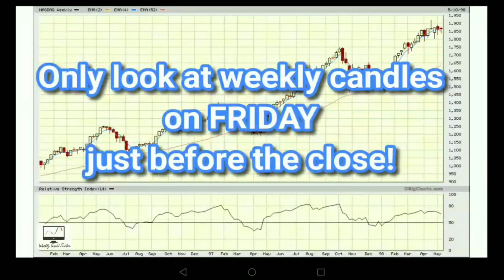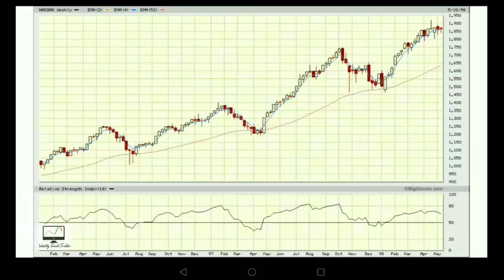So for this particular strategy, we only look at the weekly candle on a Friday at the close, just before the market is finished trading. Any trades that are to be placed, obviously the candle hasn't finished forming yet until Friday. So just before the close, perhaps 10-15 minutes before the close, that's when we make all our trades. That's when the candle is finished, and that's the only time for this fantastic strategy.